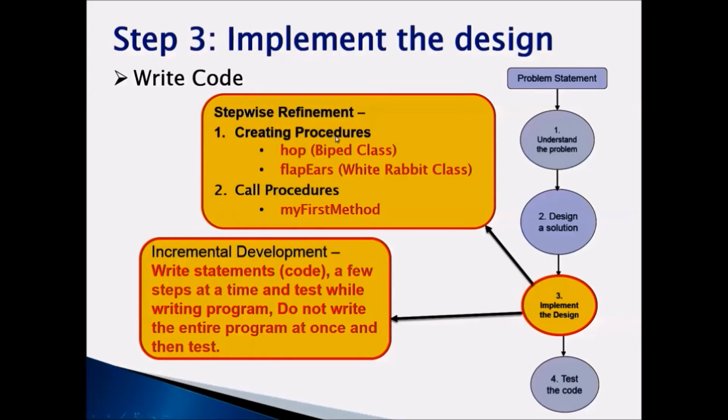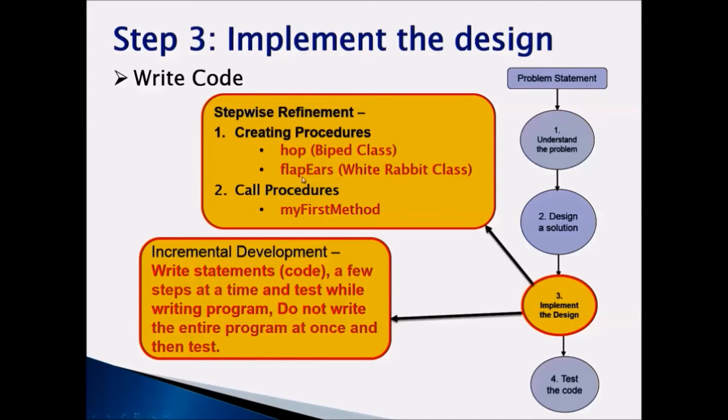When we create a procedure, we are going to create a hop procedure. The white rabbit will know how to hop. And since the white rabbit is a biped, we are going to create a biped class procedure. That means all the bipeds can hop. And the second procedure we are going to create is flap ears.